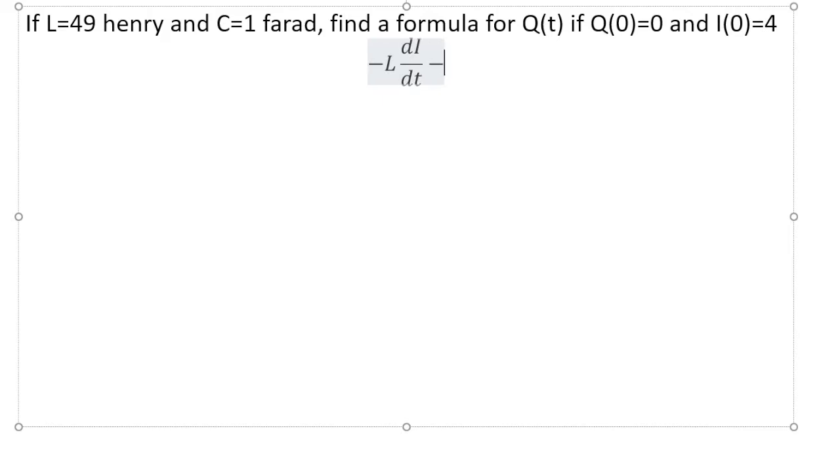And in a capacitor, the amount of charge inside the capacitor is proportional to the voltage applied. So the voltage drop is proportional to Q, and that coefficient is called capacitance, 1 over C. And since this is all the components inside one loop, they have to add to 0 because of Kirchhoff's loop law.